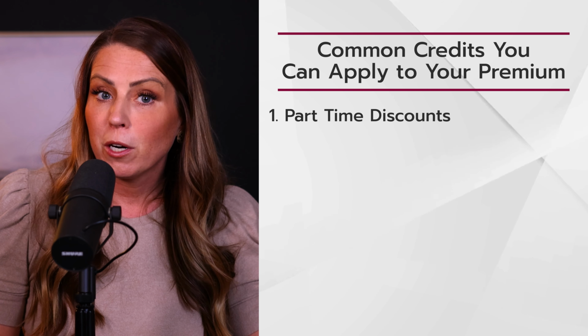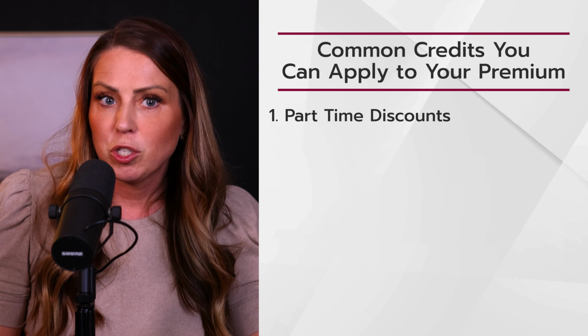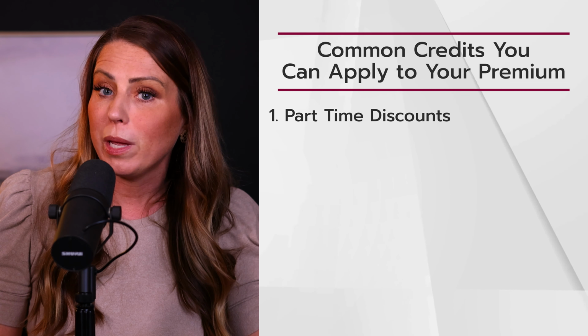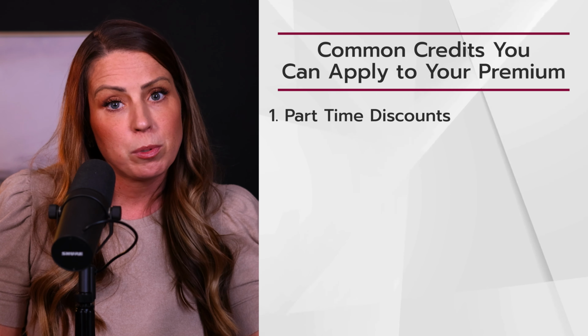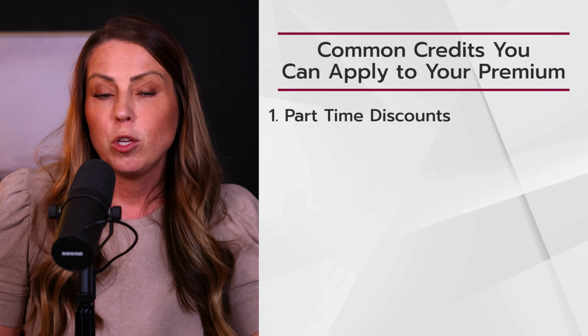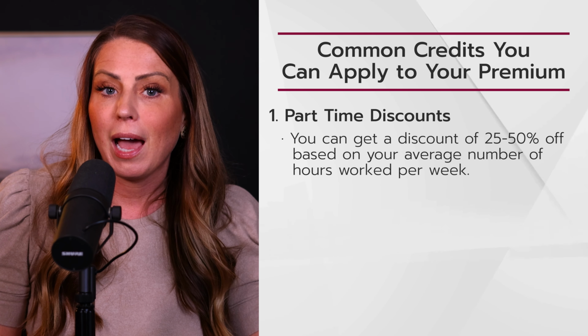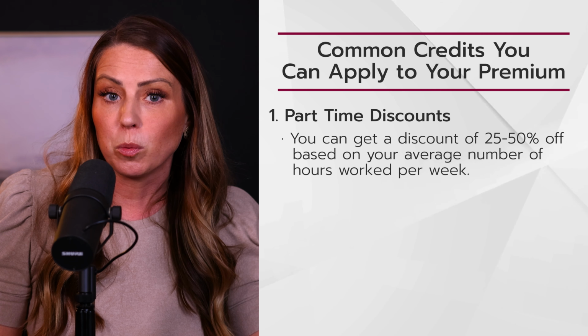Most carriers have part-time credits that they can apply to reduce your cost if you're averaging a lower number of hours per week. So if your base premium is $10,000, you may get a discount of 25 to 50% off based on the average number of hours worked per week.